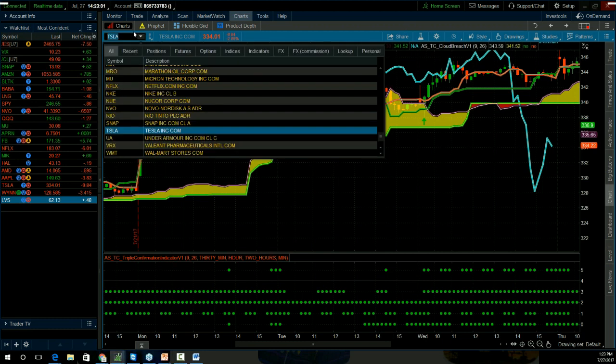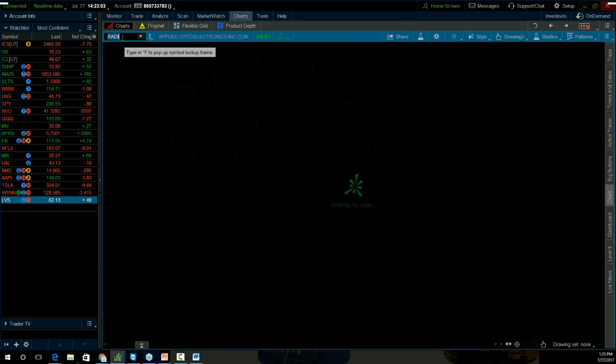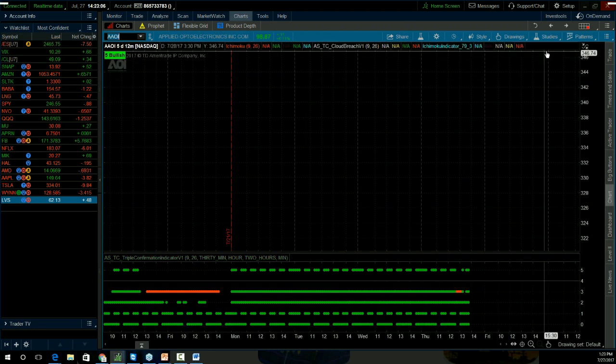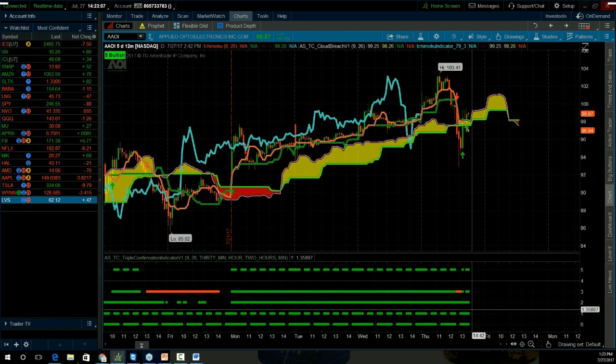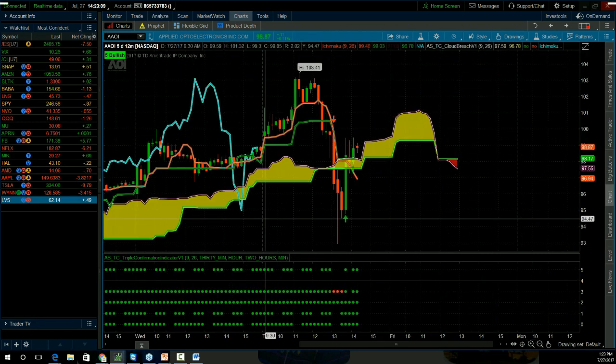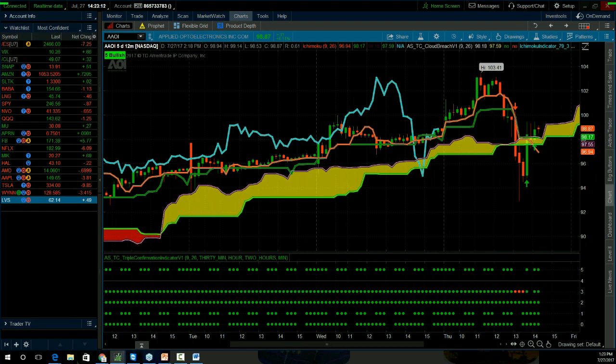I had another one in AAOI yesterday. We saw a break of the cloud to the upside, so I bought AAOI. This works for day trading, swing trading, you name it, it works. It broke the cloud to the upside on the 12-minute bar, I had my stop loss right here, and I got out right there.